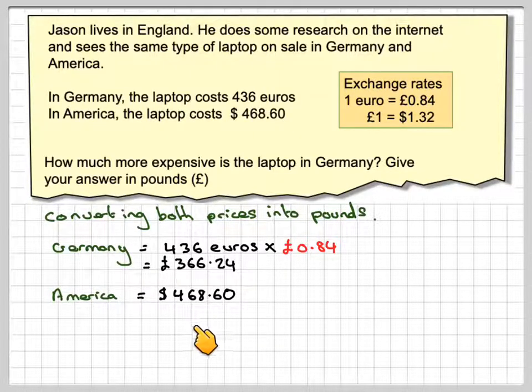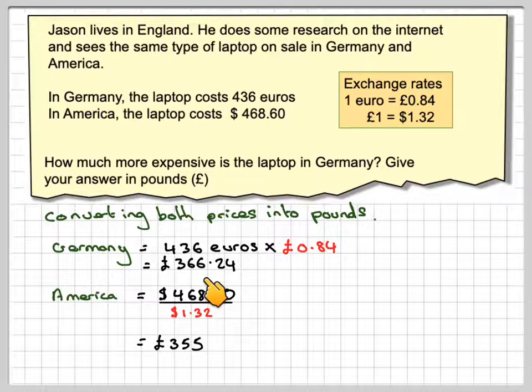In America, it's worth $468.60. So we need to see how many times 1.32 goes into that. So we need to divide it by 1.32. Just do it on your calculator using the fraction button, and that gives you 355.